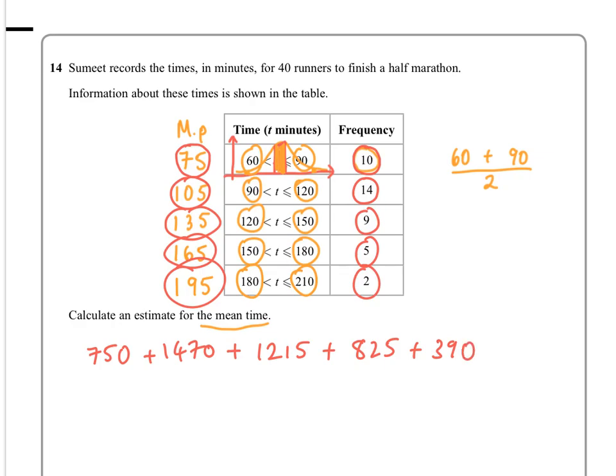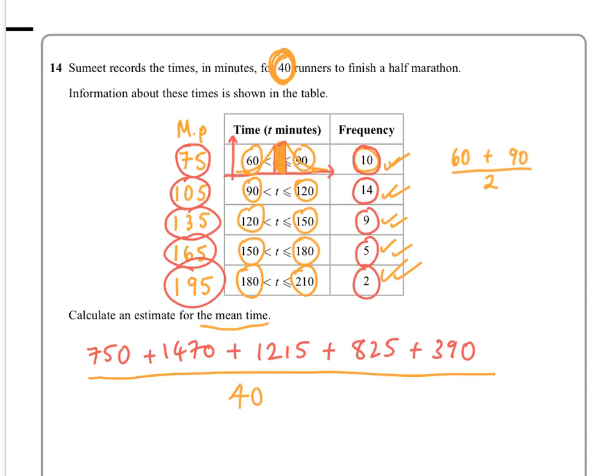If we add all of those parts up, maybe it's best to stop there for a moment and think, right, so you've understood that that's like having all the times lined up, every single person's time. Okay? But a common mistake is to just divide by 5, because there's 5 classes. No, there's 40 runners here, okay? It's really important. And that's what these would add up to. So you've got to divide it by 40 to get the mean.